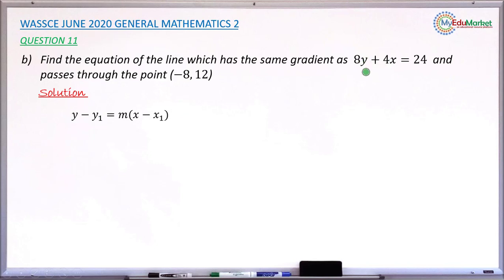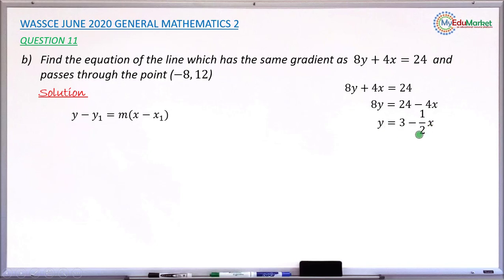So copying the equation 8y plus 4x equals 24. To get the slope of this very line, it is required to make y the subject. So in an attempt to make y the subject, I'll take this 4x to the right hand side. That leaves me with 8y equals 24 minus 4x. To make y the subject, I'll divide through by the coefficient of y, which is 8. So 24 divided by 8 gives you 3. And minus 4x divided by 8 will give minus x over 2, or minus 1 over 2 x. So this is now y as the subject.